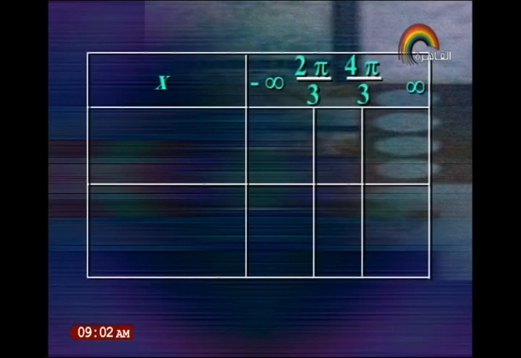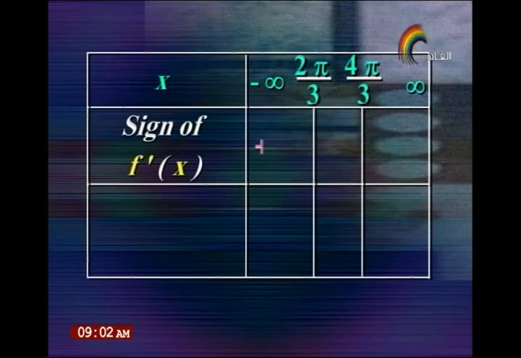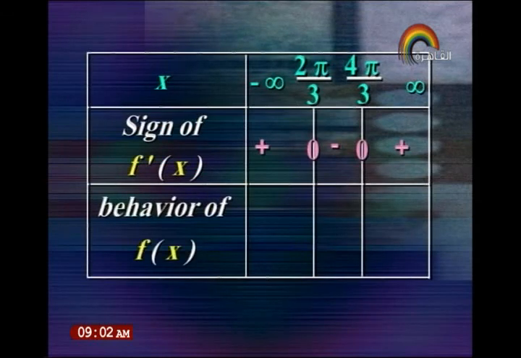By using the table, the sign of f dash x is positive, negative, positive. Behavior of the function: increasing on the first interval, decreasing on the second interval, increasing on the third interval. Dear student, this example is very important.